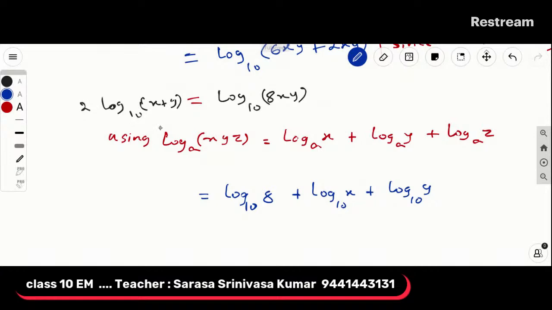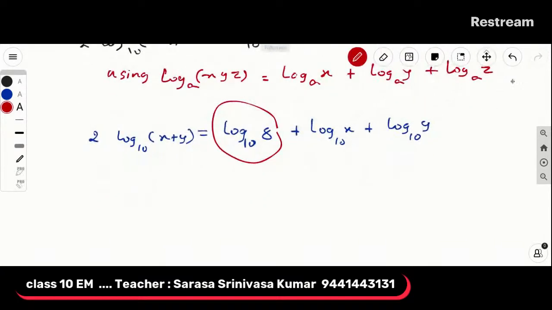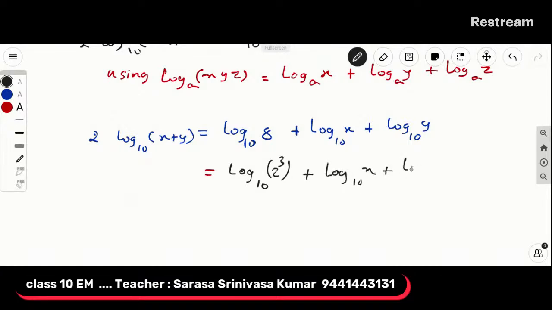The left hand side term is written as 2 log of x plus y to the base 10. Now, log 8: 8 can be written as 2 to the power of 3. So this is equal to log 2 cube to the base 10 plus log x to the base 10 plus log y to the base 10.